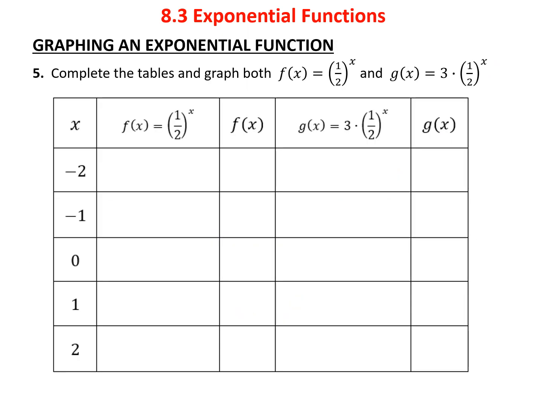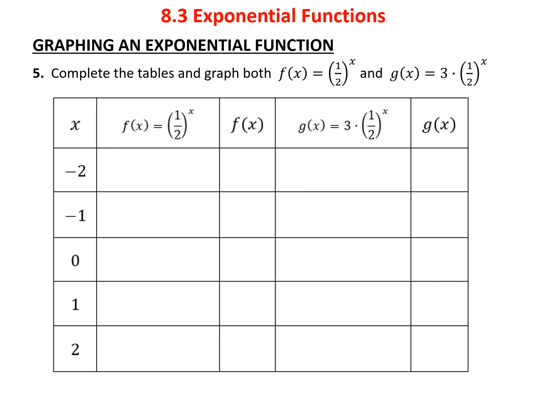In the next problem, they want us to complete the table and graph two different functions. If you look at the two different functions, f of x is simply 1/2 to the x power. A in this case is simply 1. This is 1 times 1/2 to the x. G of x is 3 times 1/2 to the x. So notice they want us to just take a look at what happens when my beginning number is larger.